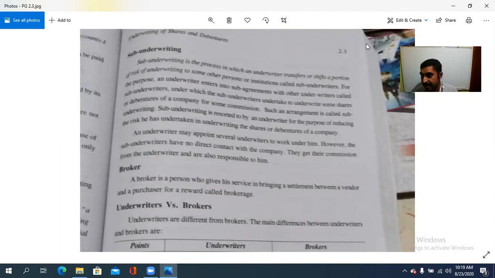So instead of taking everything, a portion is to be transferred, passed on to another person. That is what is called a sub underwriter. For such a purpose, an underwriter enters into a sub agreement with the other underwriters, called sub underwriters, under which they undertake to underwrite some shares or debentures of the company for some commission.